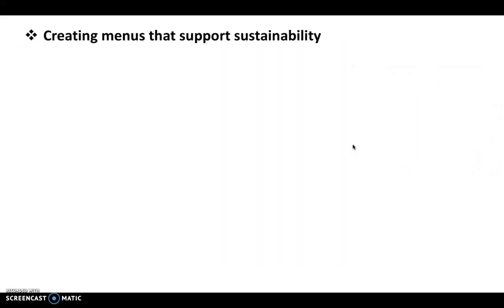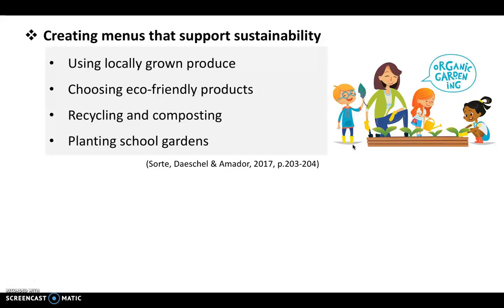Next, it is important to create a menu that supports sustainability because children need to live in a healthy, safe, and nutritious environment. So the environment is really important and affects children's development as well. Using local crop produce and opting for eco-friendly products is much better for the environment. Recycling and composting is also a good practice, and planning a school garden, as I have mentioned, can be a fun, interactive way of supporting the environment.